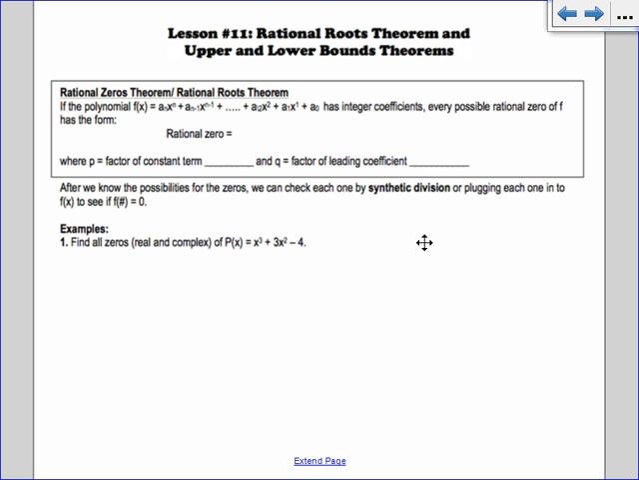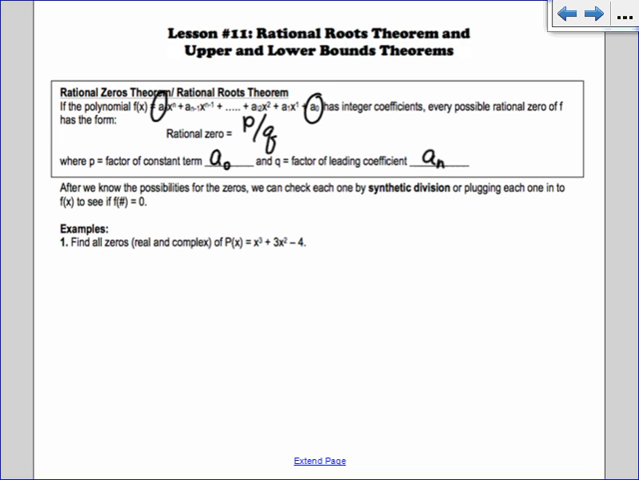All right, so the rational roots theorem, or rational zeros theorem, you might hear it called, basically says if you have some kind of polynomial with integer coefficients, every possible rational zero is in the form p over q, where p is a factor of the constant term, so it's the number on the end, in this case a sub 0, and q is a factor of the leading coefficient, so a sub n in that case.